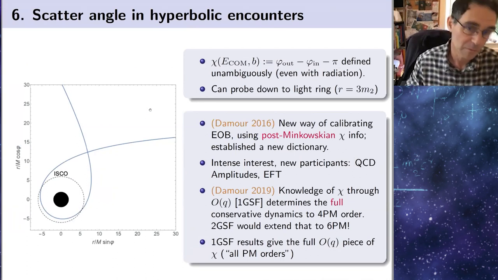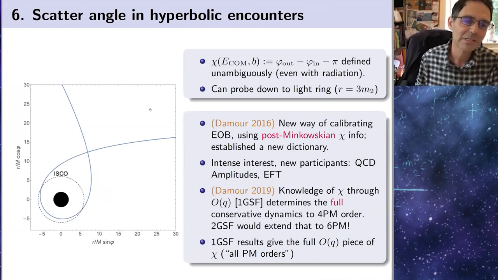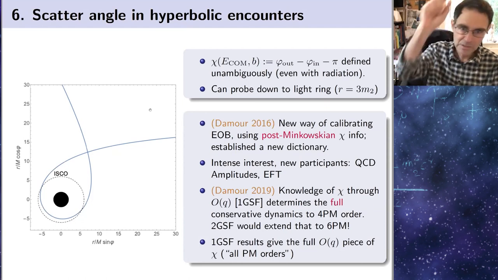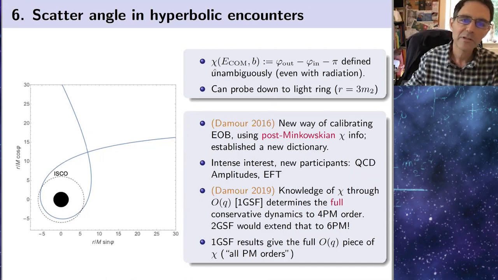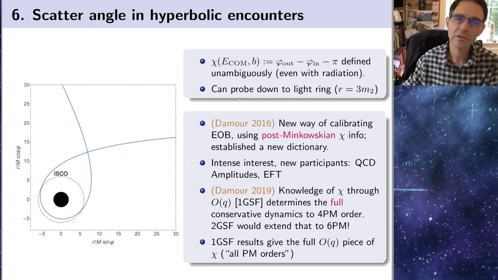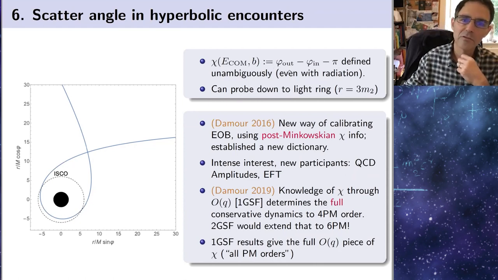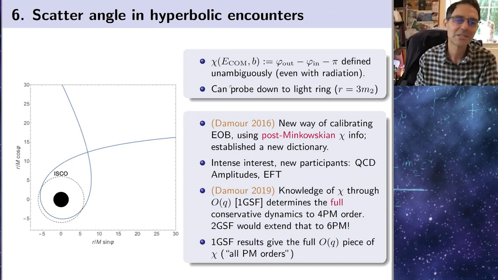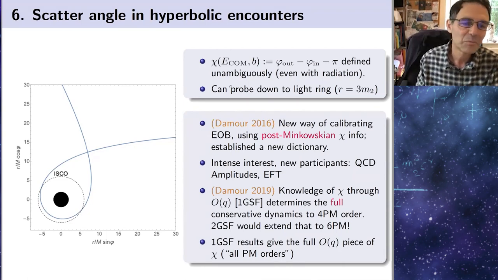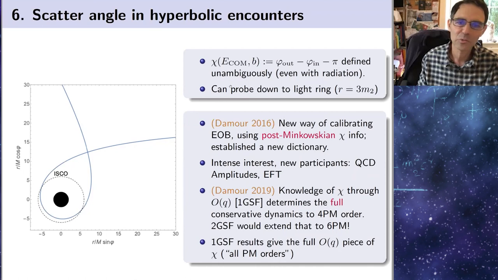Now back to the last handle that was mentioned, the scatter angle in hyperbolic encounters. So here, instead of looking at a particular unbound orbit, we have a two-parameter family of orbits parameterized with, say, center of mass energy and impact parameter. And you can define this scatter angle unambiguously from the out and the in state of the system. And that's nice because it allows you to probe all the way into the light ring, with sufficiently high energy. And this is the usual thing that physicists do when they want to explore new things. They throw things at it, right? So this is how you explore the atom. So this is the classical probe experiment in relativity, how to probe a black hole.